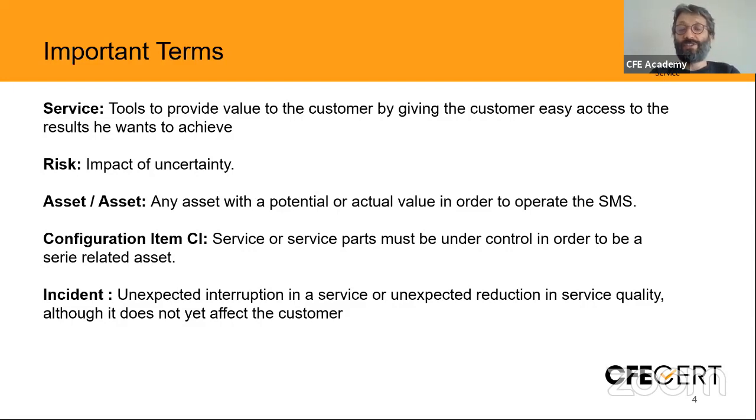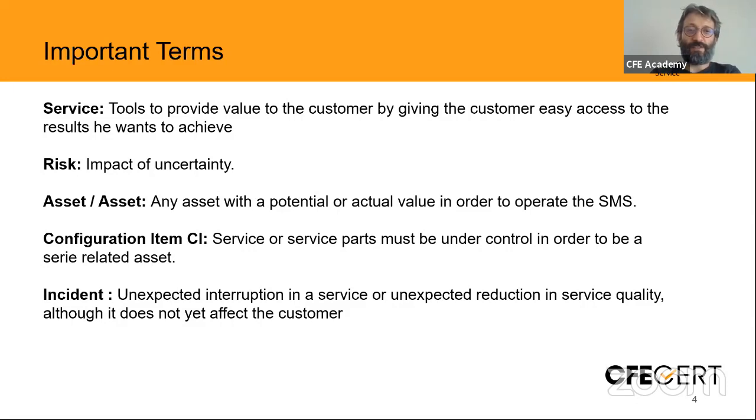Assets and configuration items are two related terms. An asset is a potential or actual value of something which you are running in order to operate the SMS. But a configuration item is an asset which is under control. What I mean by under control, for example: you have 2 services provided to your customers, and let's say 5 servers are running for them. So these servers are the assets for you to provide services to your customers.